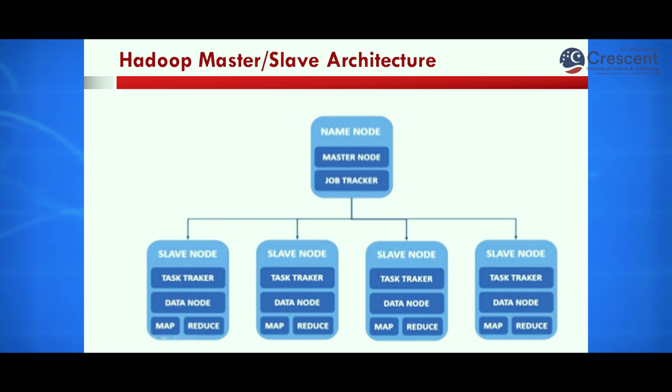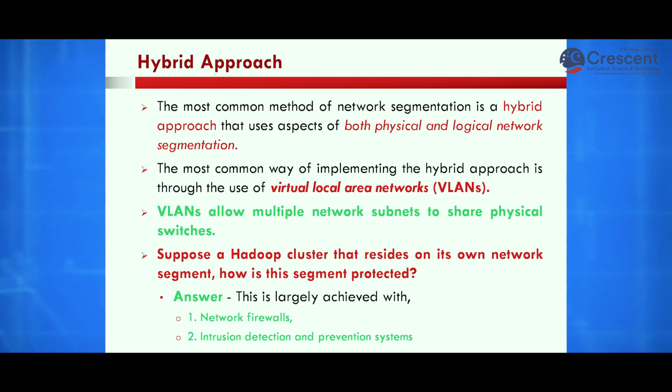So until now we have discussed the Hadoop cluster architecture. Initially we started with the system architecture, master node, master slave node, and then client node. By combining all these things, we need to talk about the hybrid approach. The hybrid approach uses aspects of both physical and logical network segmentation. We are going to implement this hybrid approach through virtual local area networks, that is the VLAN. So what is a VLAN? It comprises multiple network subnets sharing the physical switches.